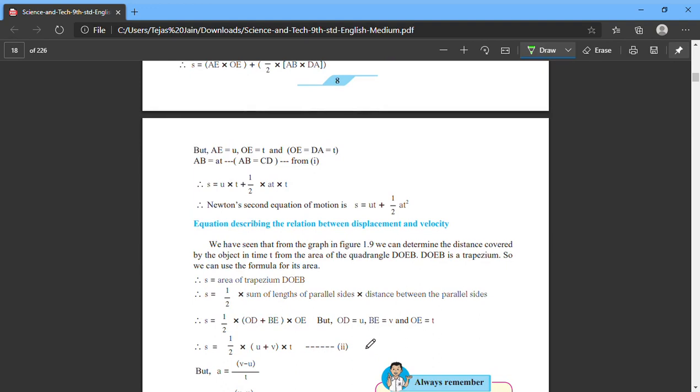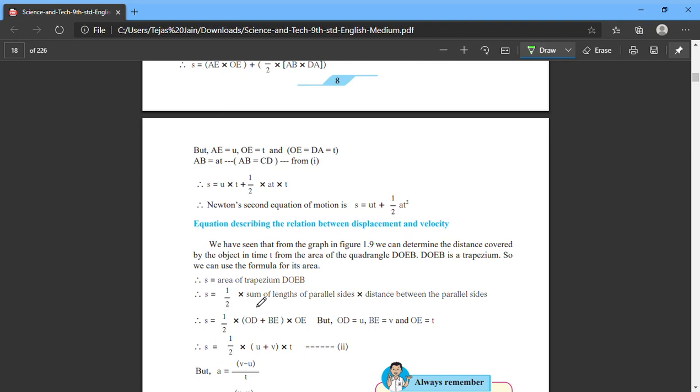Now let us study the equation which describes the relation between displacement and velocity. That is the third equation of motion suggested by Newton. For that purpose, we are again going to use figure 1.9. Here we have seen that from the graph in figure 1.9, we can determine the distance covered by the object in time t from the area of quadrangle DOEB. DOEB is a trapezium, so we can use the formula for its area. S is equal to area of trapezium DOEB.